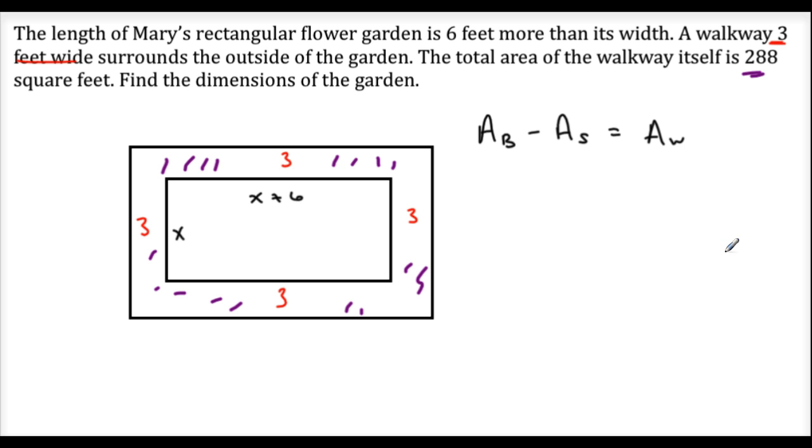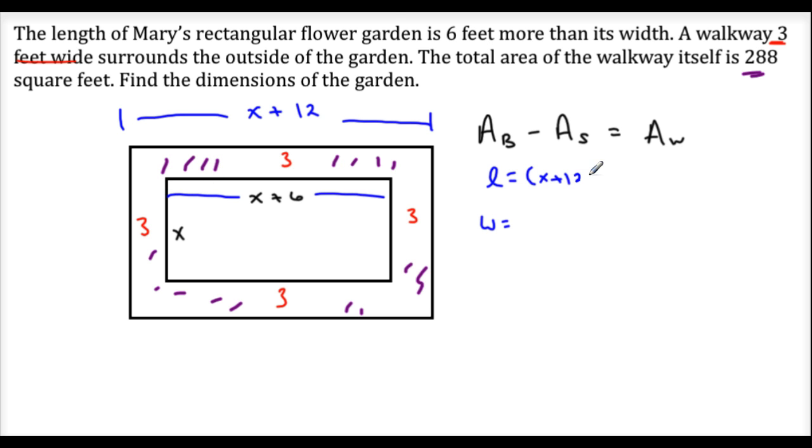All right, so in general, what do I need? I need the area of the big rectangle. So I need a length and a width here. What is the length of this big rectangle here? X plus, what do I have from here to here? X plus 6, and then what do I have here? And what do I have here? So x plus 12. So my length here is x plus 12.